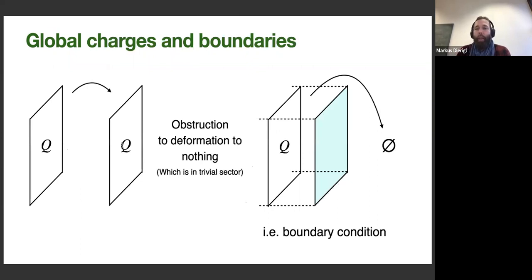And especially if you think about a boundary of a space-time, right? This can be thought of as connecting sector Q with nothing, and nothing clearly sits in the trivial sector. So there is no way to support this global charge Q in nothing. Therefore, global symmetries can be viewed as basically an obstruction to defining boundary conditions for your theory. It's an obstruction to deforming a sector with charge Q into the trivial sector.